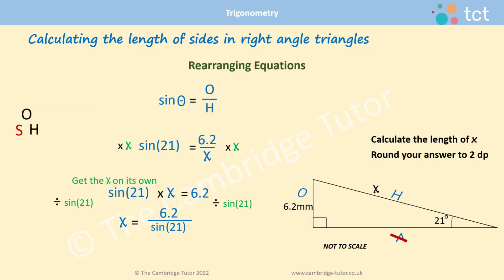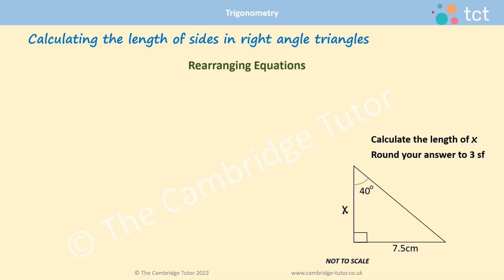And you put that in your calculator. 6.2 divided by sine 21, close bracket, equals 17.3006. Again, I've asked you to round that to 2 decimal places. Notice that you will have a 0, even though that doesn't mean anything. If you're asked to round to 2 decimal places, you will put that 0 in after the 0.3. 17.30 millimetres. And again, if you want to try this one on your own, go ahead.